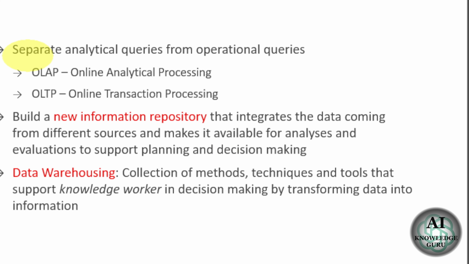So let's learn the definition of what is data warehousing. It separates analytical queries from operational queries. We call that OLAP or OLTP, online analytical processing or online transaction processing. Build a new information repository that integrates the data coming from different sources and makes it available for analysis and evaluations to support planning and decision making. Data warehousing is a collection of methods, techniques, and tools that support knowledge workers in decision making by transforming data into information.